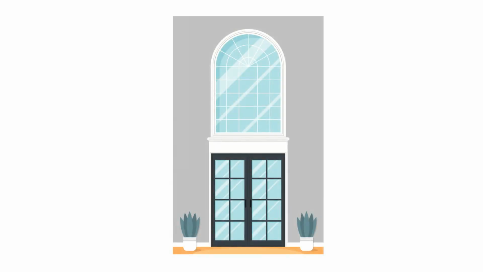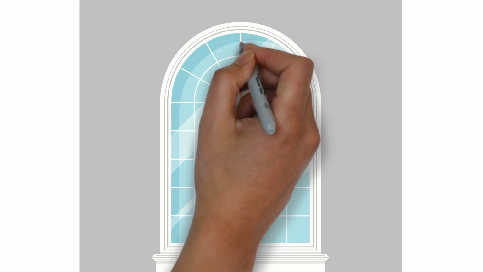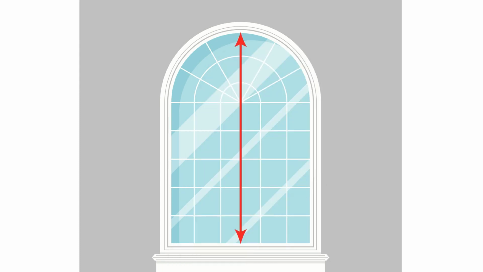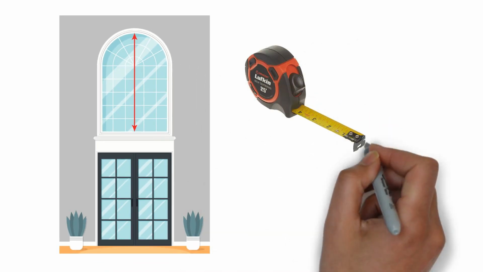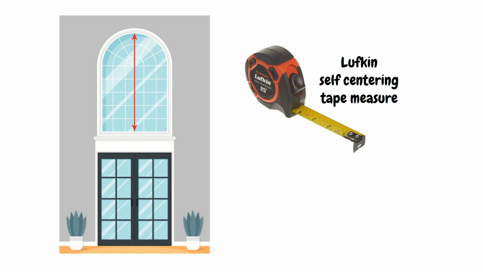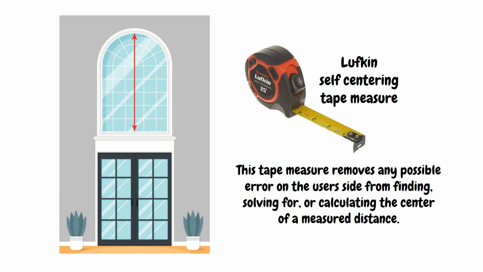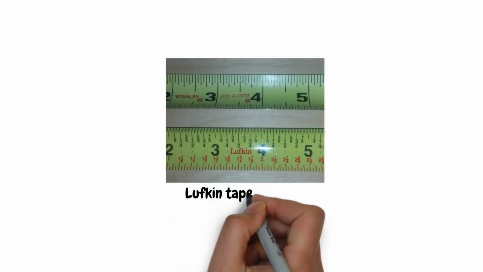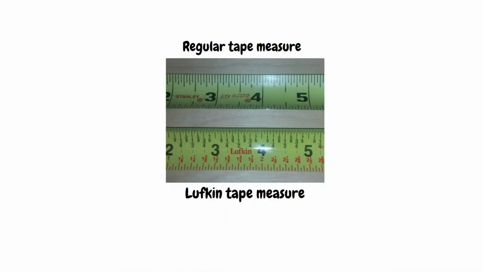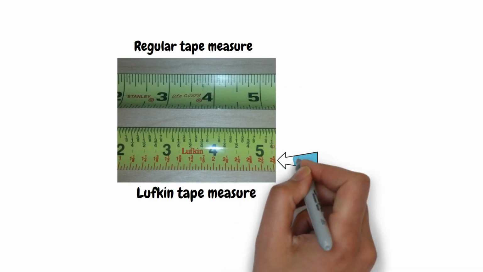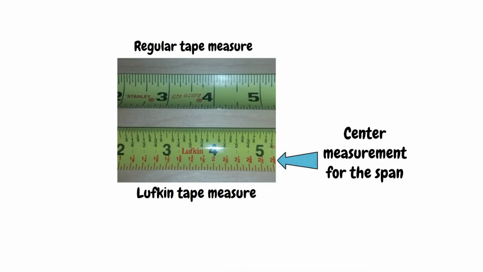When you are required to quickly and accurately find the center of any span, as is required on arches, we recommend that you purchase and use a Lufkin self-centering tape measure. This tape measure removes any possible error on the user's side from finding, solving for, or calculating the center of a measured distance. As you can see here, the Lufkin is shown at the bottom with a regular tape measure shown on the top. The red dimensions on the tape are the center measurement for the span.